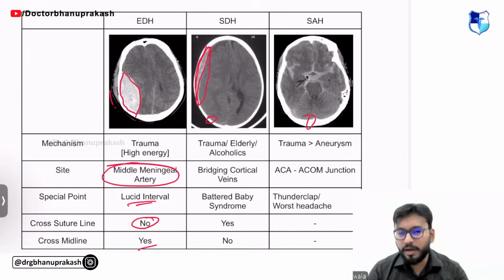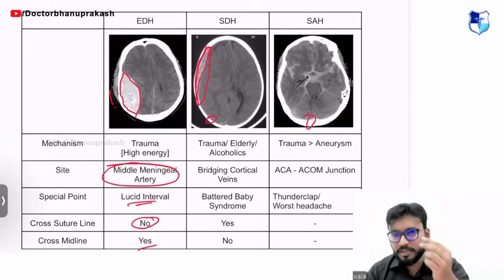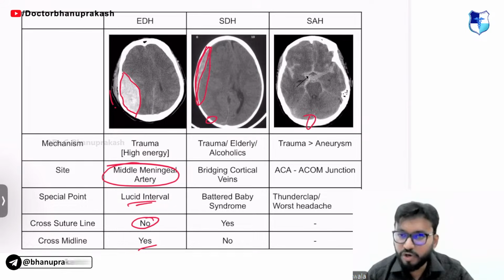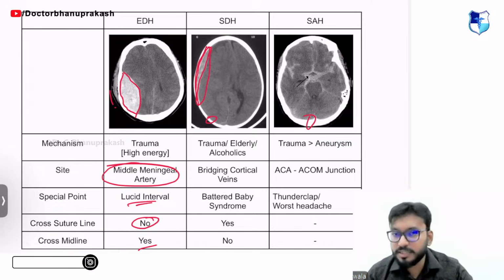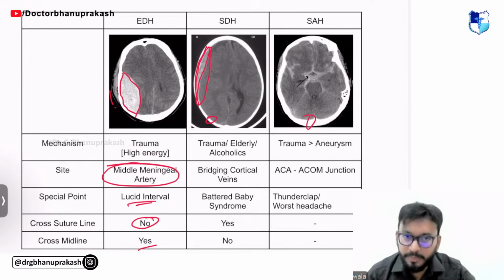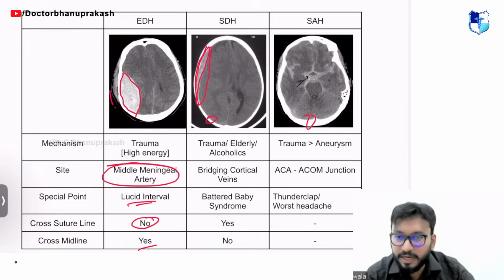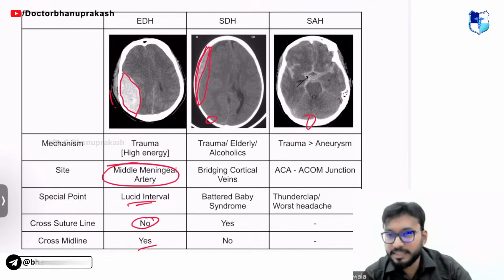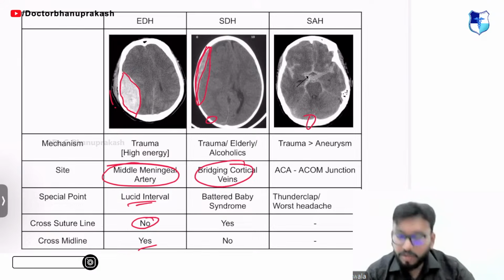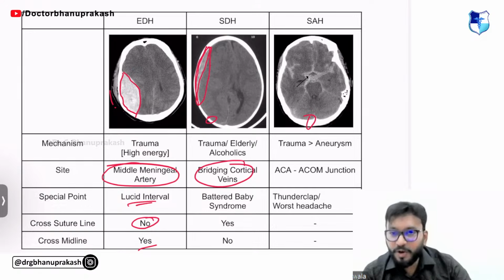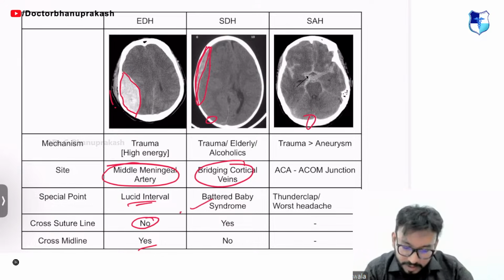Okay, trivial trauma, very trivial, very small trauma history. They come to you with altered sensorium. You do a CT scan, NCCT brain. You see this finding. What is that? That is subdural hematoma. What is the site? It is the cortical bridging veins, guys. Special point, it is also seen in battered baby syndrome.